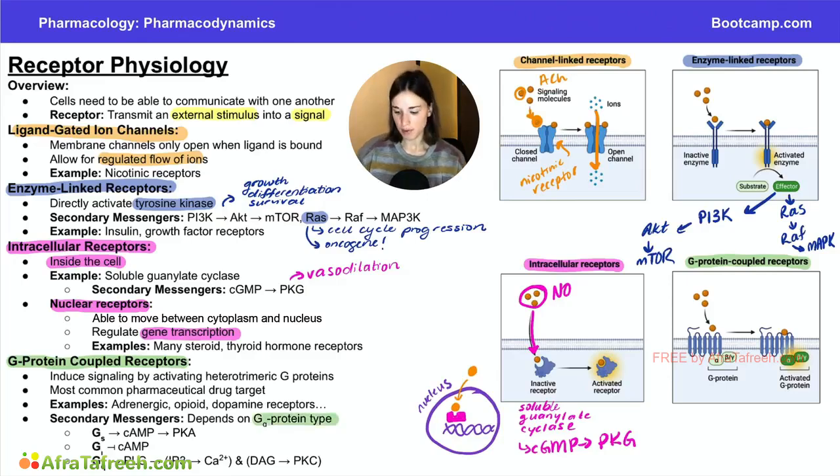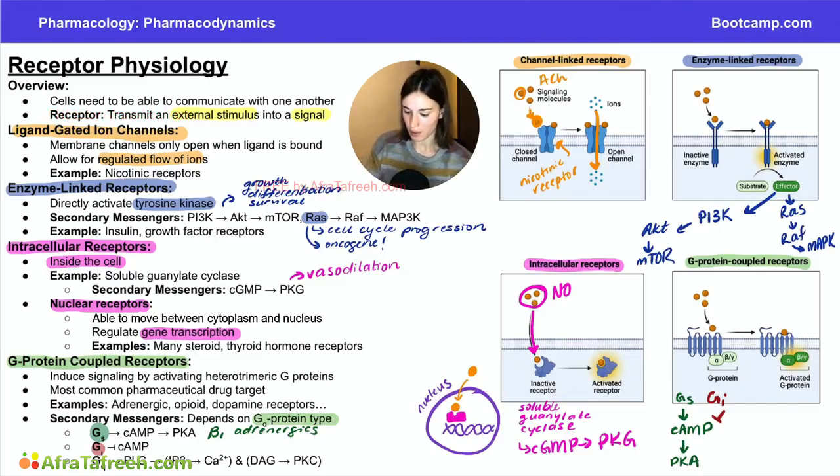G alpha S proteins are called that way because they stimulate the production of cyclic AMP, which leads to the activation of protein kinase A. An example of a GS protein coupled receptor are beta-1 adrenergic receptors. GI proteins are called GI because they inhibit the production of cyclic AMP, which leads to less activation of protein kinase A. An example of GI protein coupled receptors are the opioid receptors.